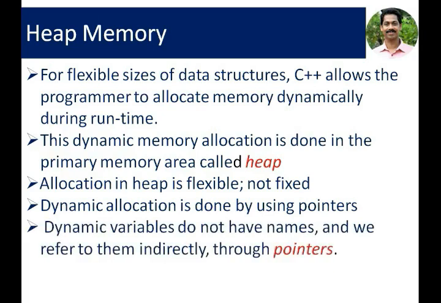Dynamic variables do not have names. Actually a pointer variable has a pointer variable name, but its value is actually a memory address. It represents a memory address. So we refer to this indirectly through pointers. Pointers are the address of dynamically allocated memory.